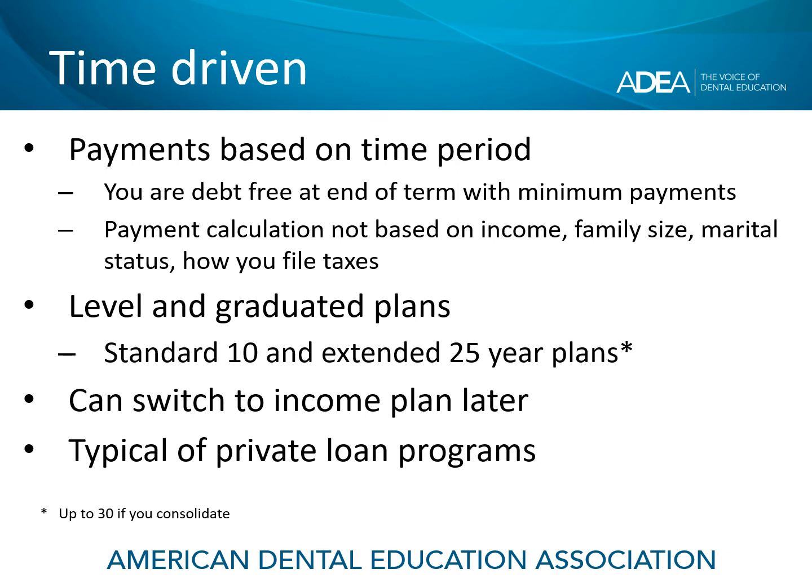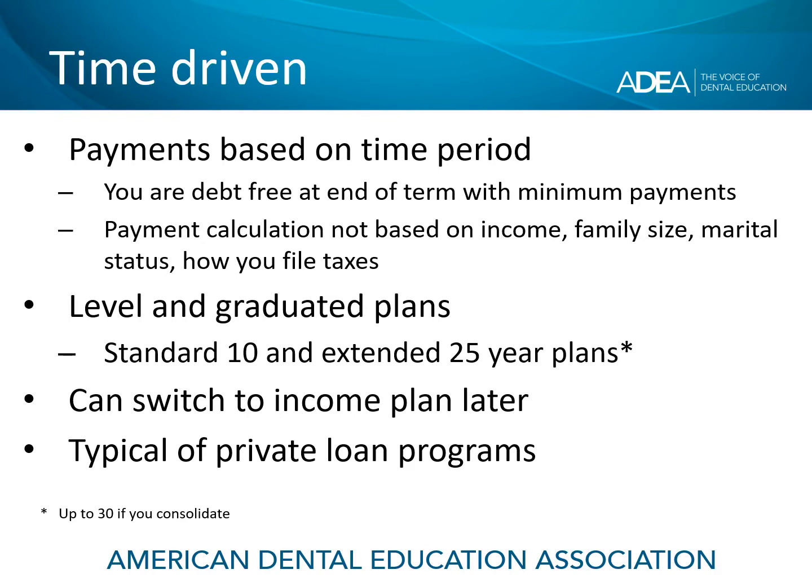Now, with time-driven repayment plans, the monthly payments are calculated or based on a time period, usually 10 or 25 years. And if you make the minimum monthly payment and you never overpay, you'll be debt-free at the end of the term. Nothing to forgive, the debt will be retired. In this sense, it's very similar to a mortgage or perhaps a car loan. The monthly payment calculation has absolutely nothing to do with income, family size, marital status, and how you file your taxes. One of the reasons that borrowers who can afford these plans like them is that they don't have to worry about the monthly payment changing.